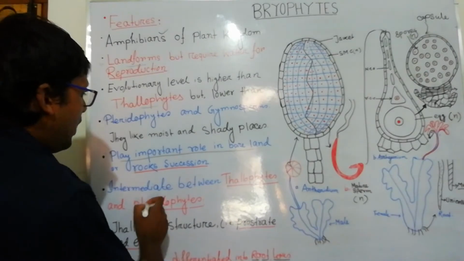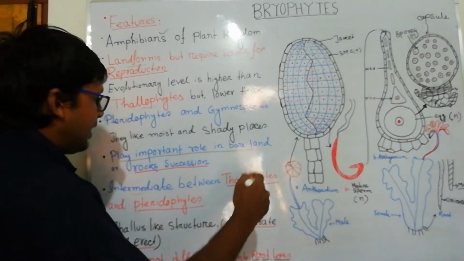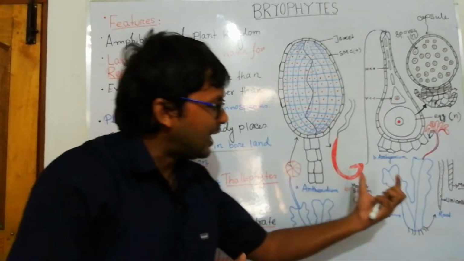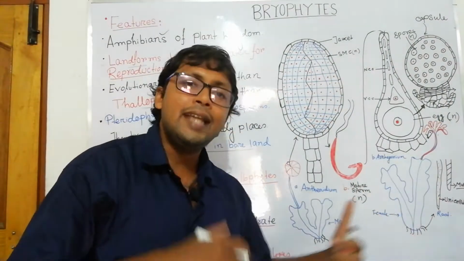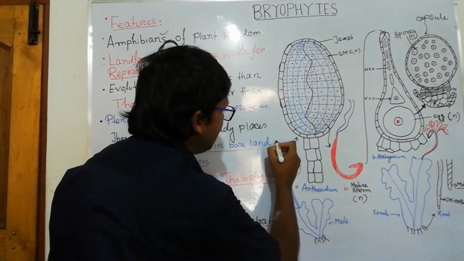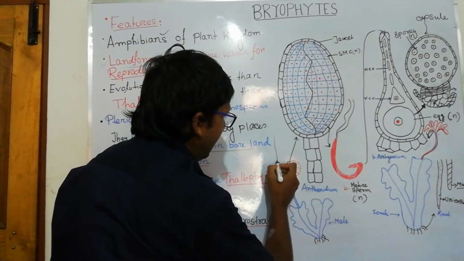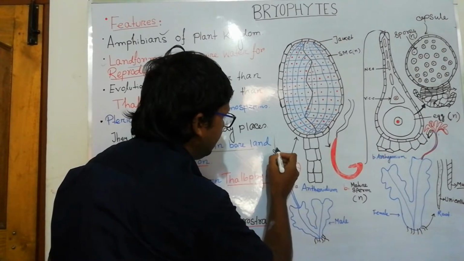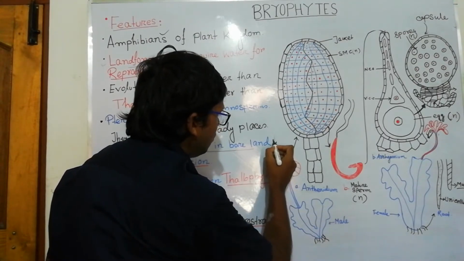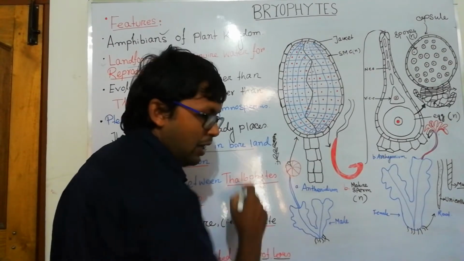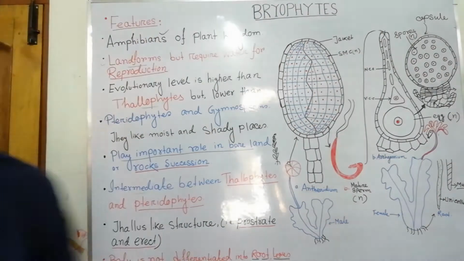Then what are the other features? As I have mentioned, they are intermediate. They have a thallus-like structure. Also they have a rootless leafy structure. If I draw here, the rootless leafy structure will look like this, and there are rhizoids and a leaf-like structure will develop in that way. It is a leaf-like structure, not a true leaf like in angiosperms, but root-like structures are developed.